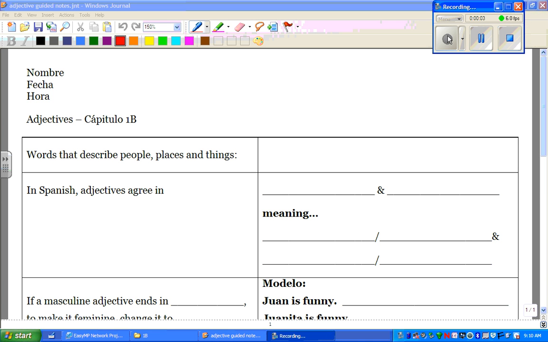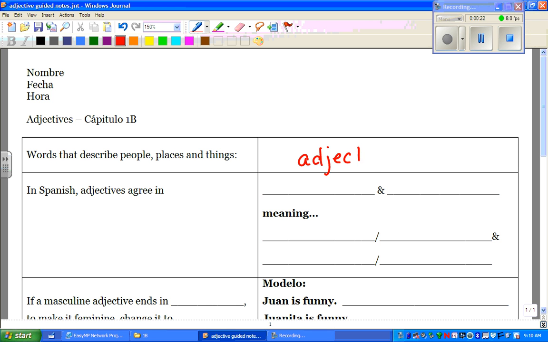Okay, so today we are learning about adjectives. We've already talked about adjectives before. We've known about them since our last lesson, but here we're doing our notes on it, okay? We know that words that describe people, places, and things are called what? They're called adjectives. Go ahead and fill that in.